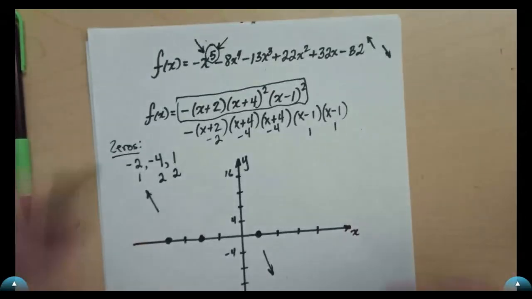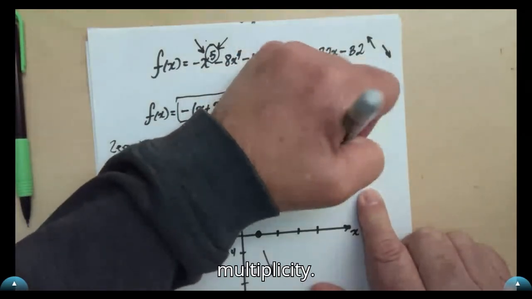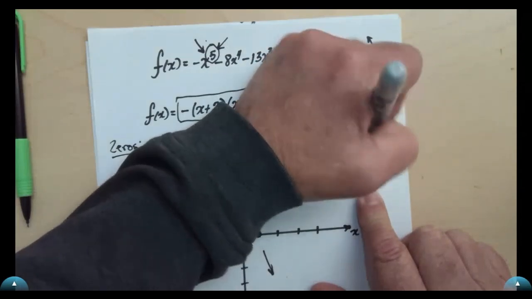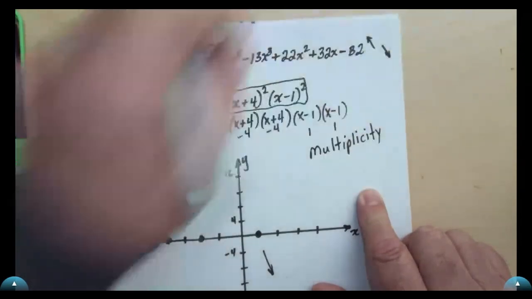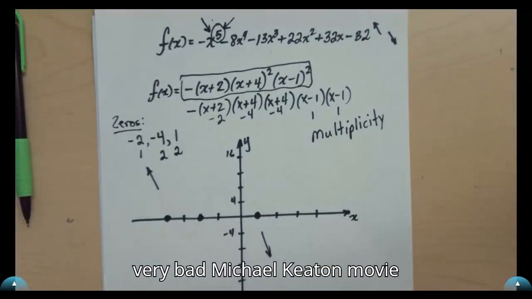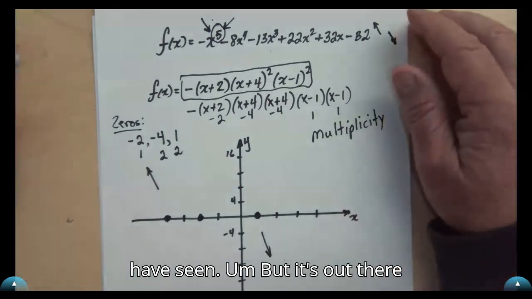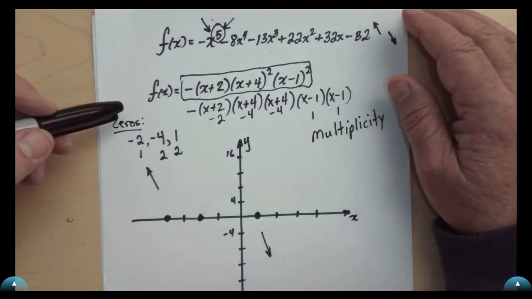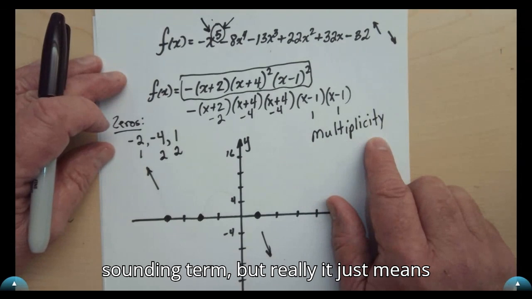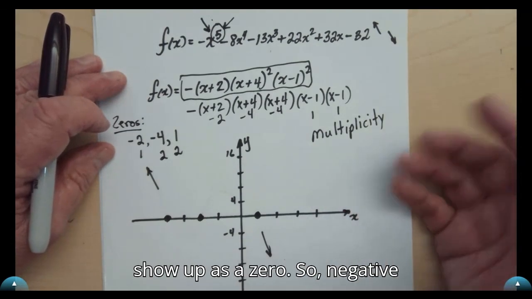Here's the deal. What we're looking at is an idea called multiplicity. Multiplicity. Which also happens to be the title of a very bad Michael Keaton movie that you probably are all too young to have seen. But it's out there somewhere. Multiplicity, cool sounding term, but really it just means how many times does that number show up as a 0.